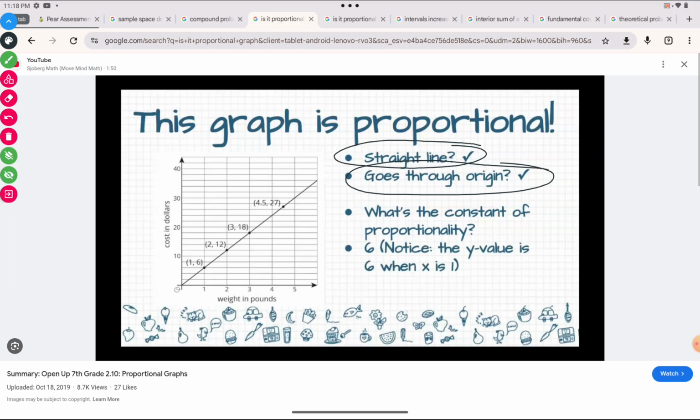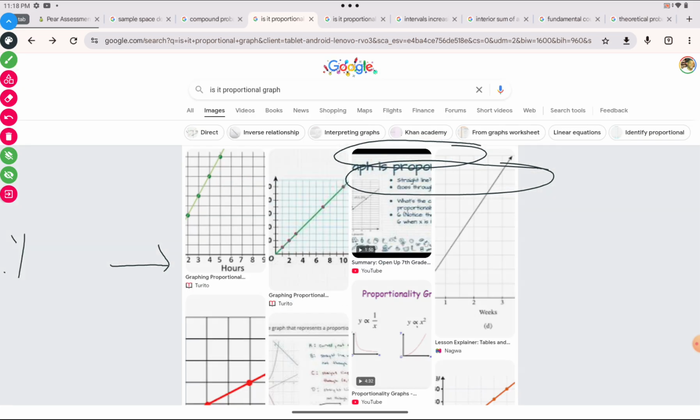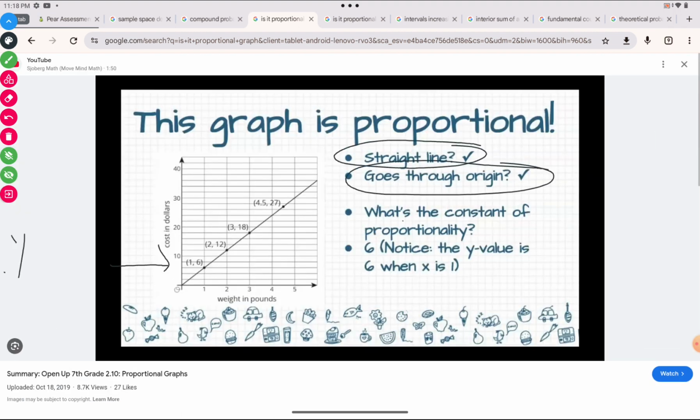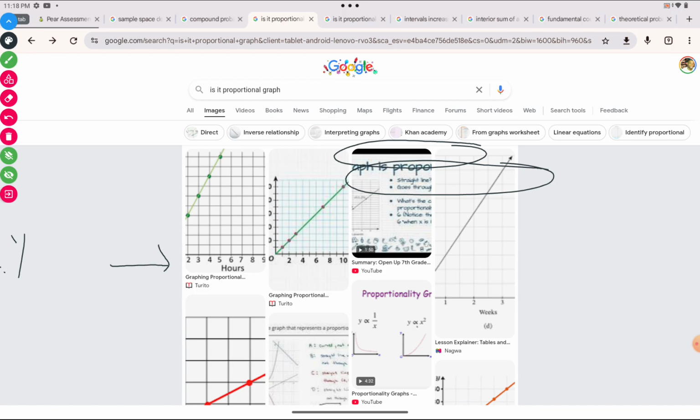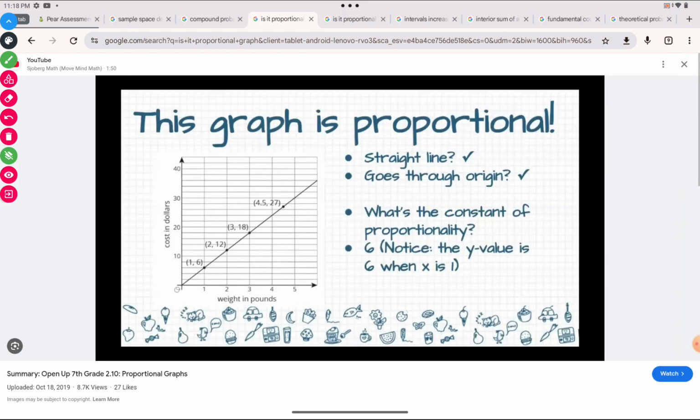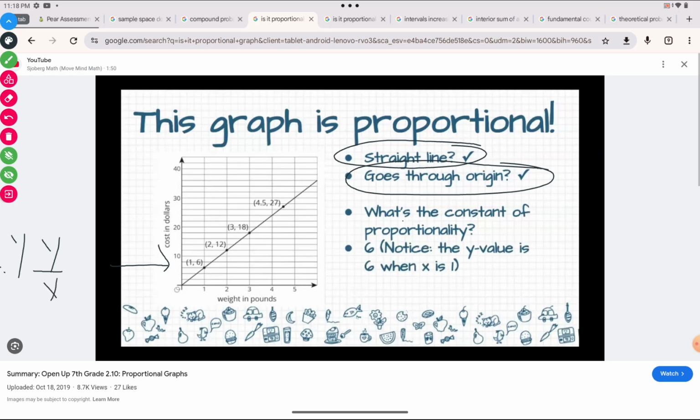Also, when you're looking at a graph, if you take the y value of that graph and divide it by the x value, you will get what is called basically your slope or your constant of proportionality. Okay, so we do 6 divided by 1. We have our constant is 6, or rate of change is 6.